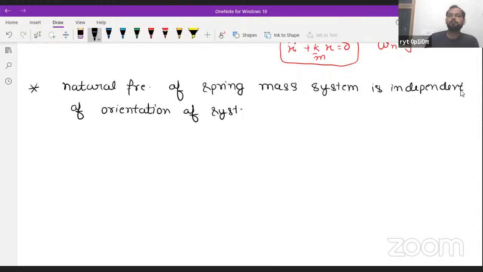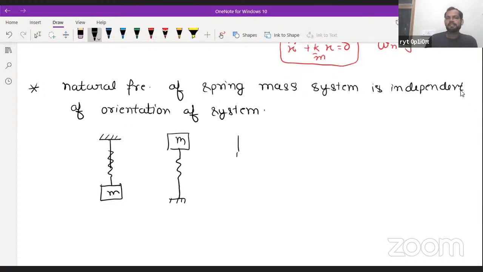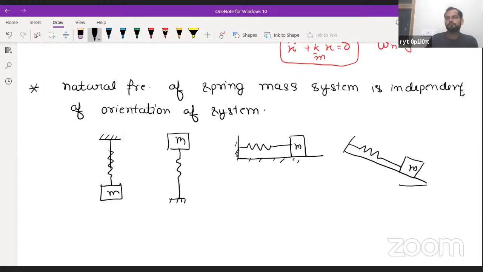What does that mean? It means either the system is like this, or the system is like this, or the system is like this, or the system is like this.